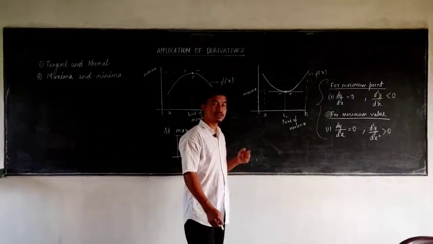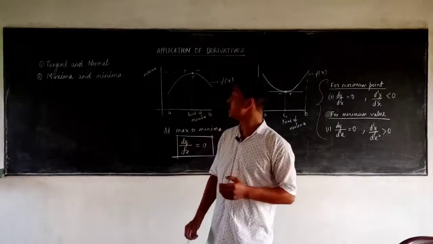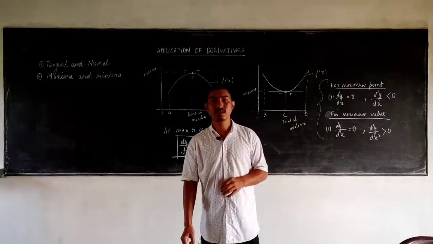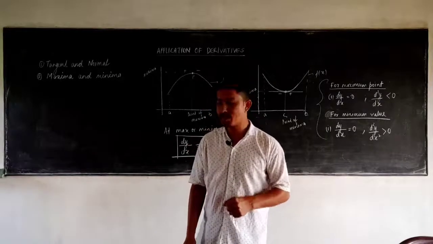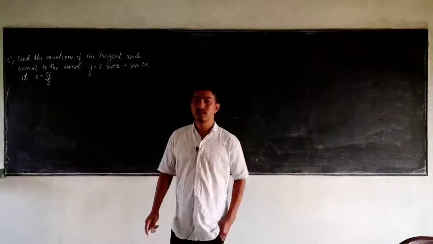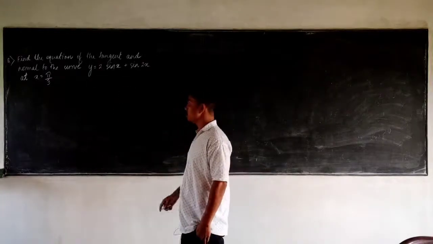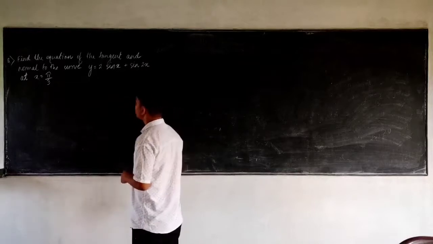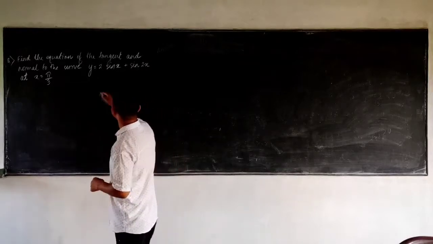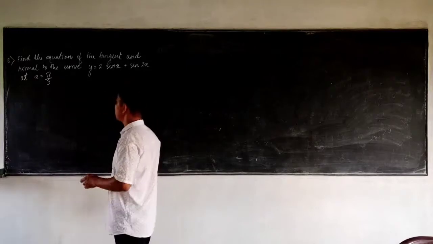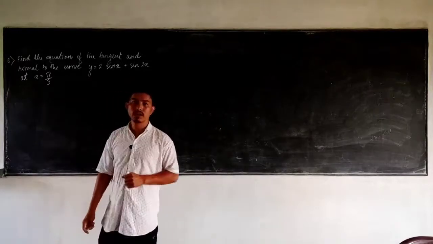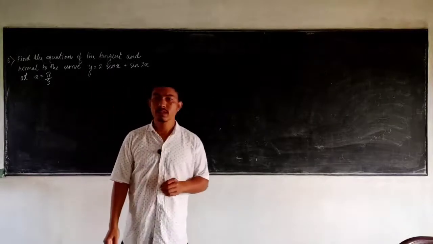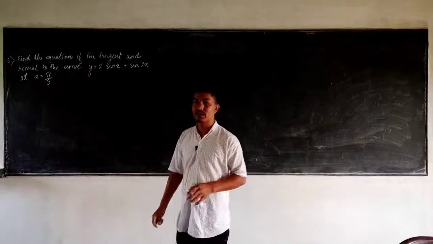Now using these two concepts, the tangent and normal, and maxima and minima, I will solve a few questions, and then the rest you have to do on your own. Here I have taken one question that asks us to find the equation of the tangent and the normal to the curve y equals 2 sin x plus sin 2x at the point x equals pi by 3. So let us try to understand how to find the equation of a tangent and a normal to the curve at a given point.